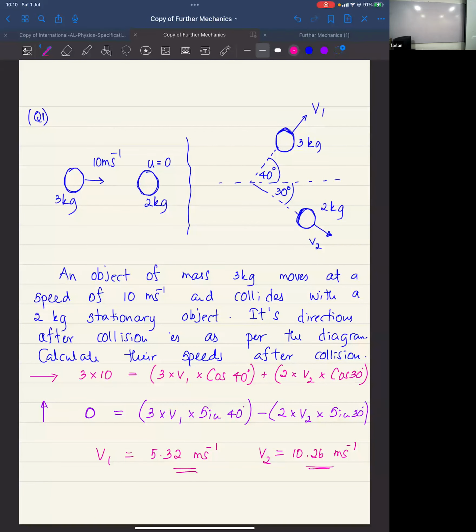By any chance, if you are having a calculator like this, FX991ES or FX991ES plus, both are the same. You press this mode button. Under that, number 5, you will see EQN, which is for equations. There's so much you can do with this calculator.